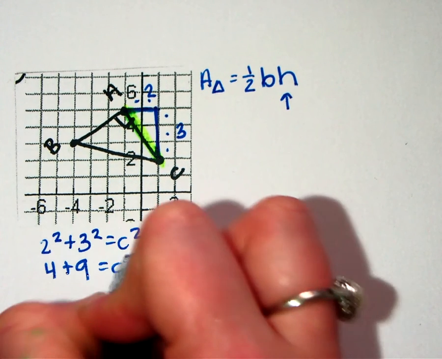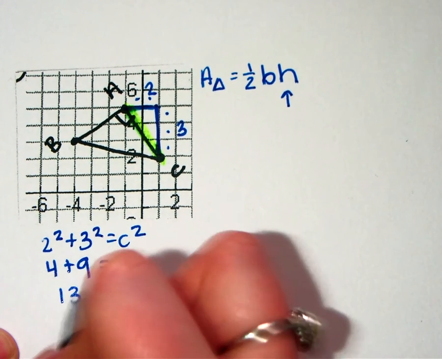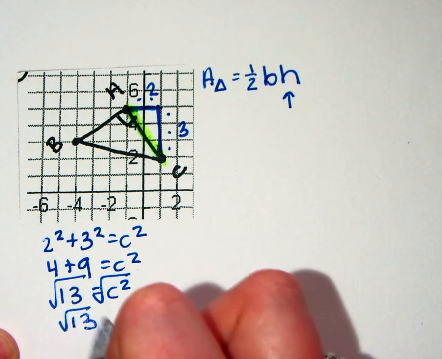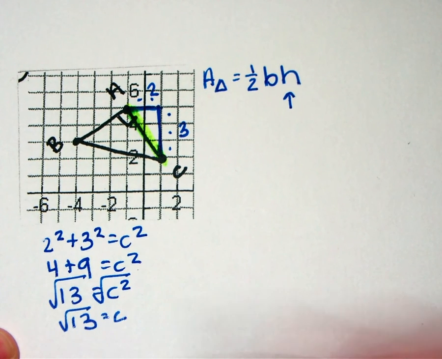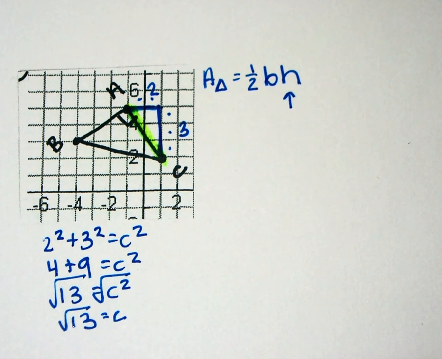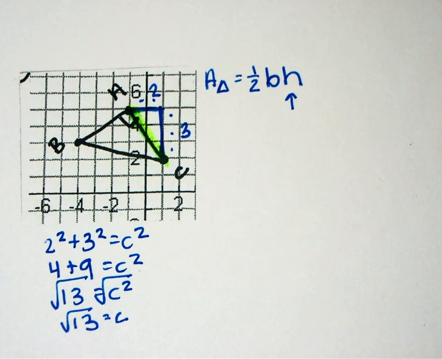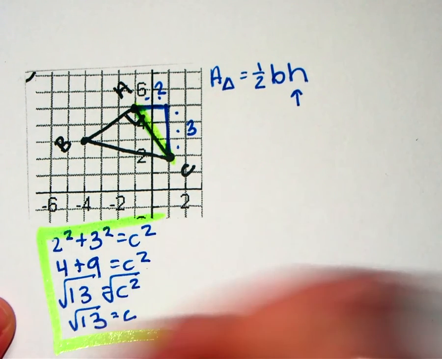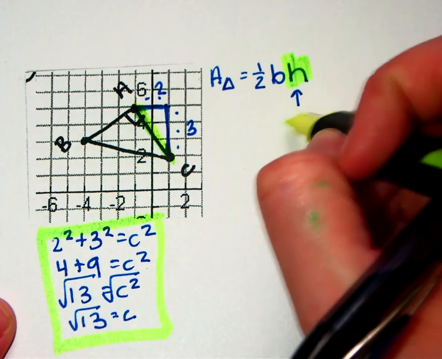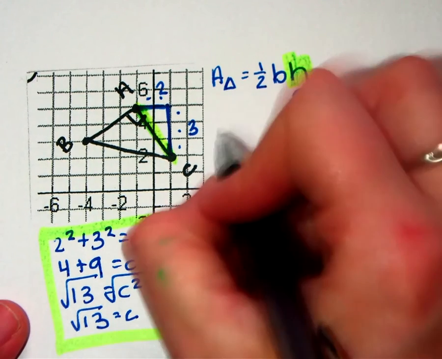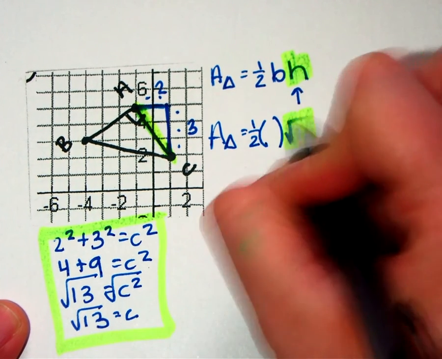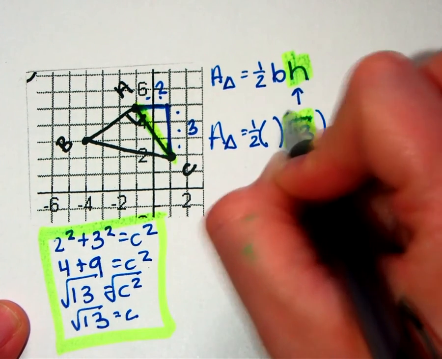4 plus 9 equals c squared. I get 13 equals c squared. I'm going to square root both sides, and that is non-simplifiable. I don't know, it can't be simplified. So this height distance is actually going to be the square root of 13. I, again, cannot simplify that. So I'm going to leave that as the square root of 13.